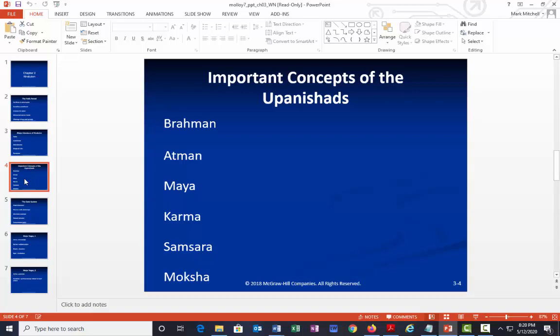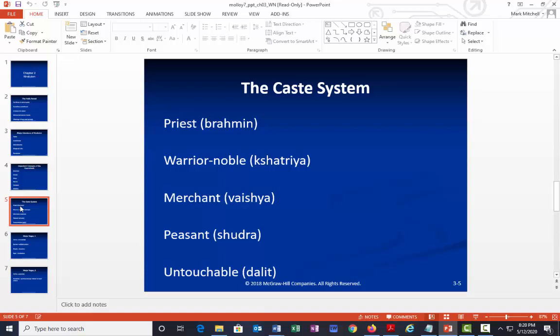Now, once you get that right, then the pain of rebirth actually ends, according to Hinduism. So that gives us some ideas there, some of those important concepts.